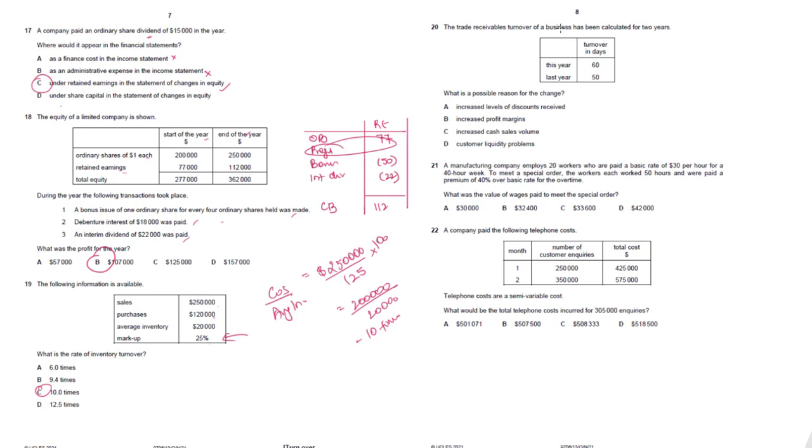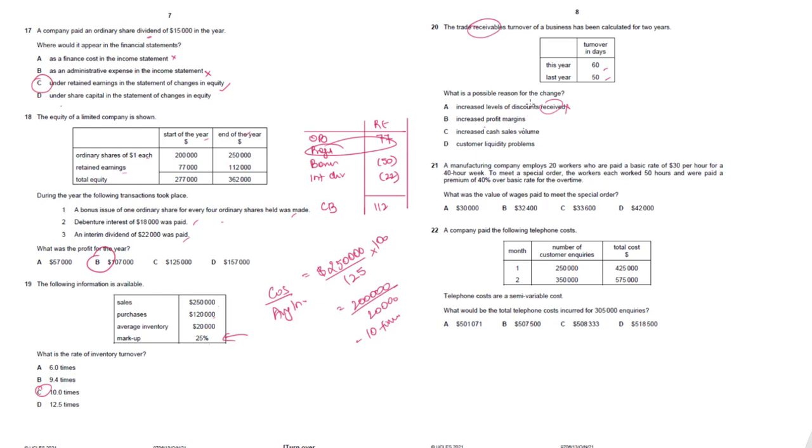The trade receivables turnover of a business has been calculated for 2 years. This year is 60 days, last year was 50 days, so collection is delayed by 10 days basically. What is the possible reason for the change? Increased level of discounts received. Discount received has nothing to do with trade receivables turnover, so definitely no.